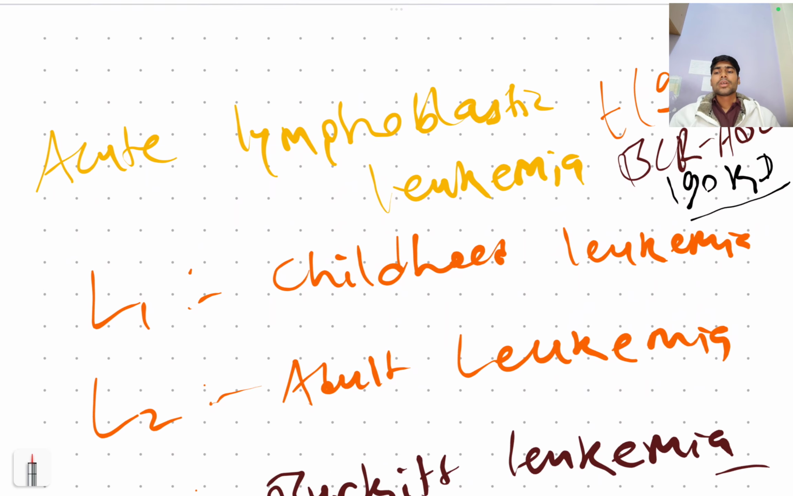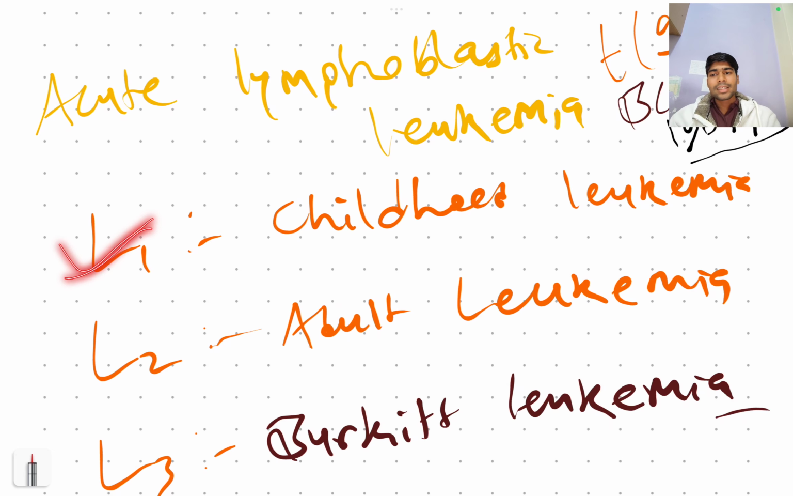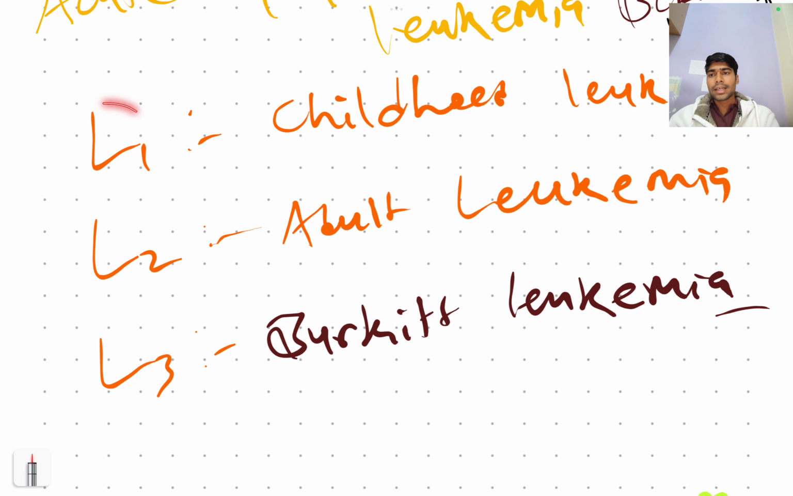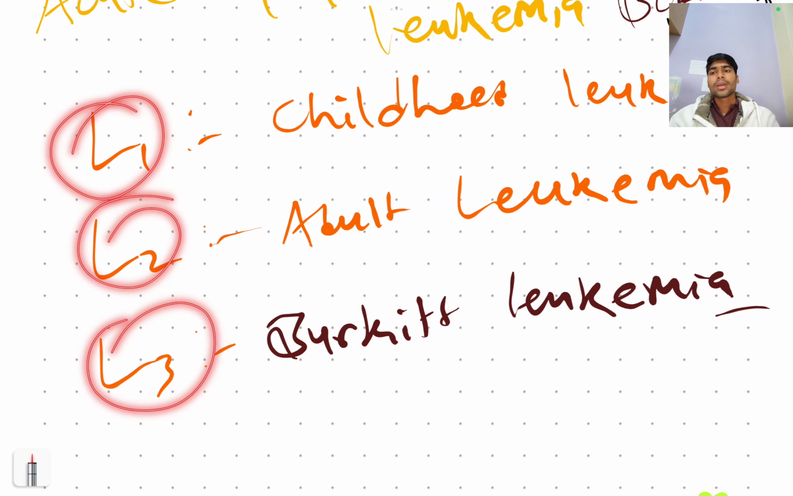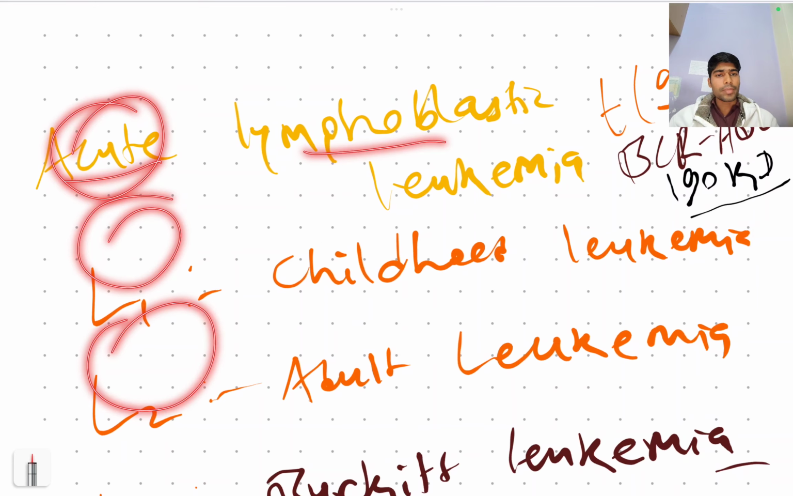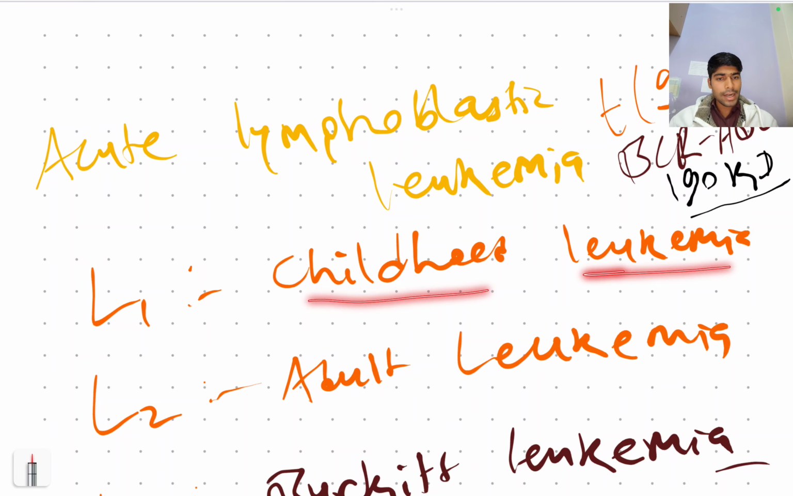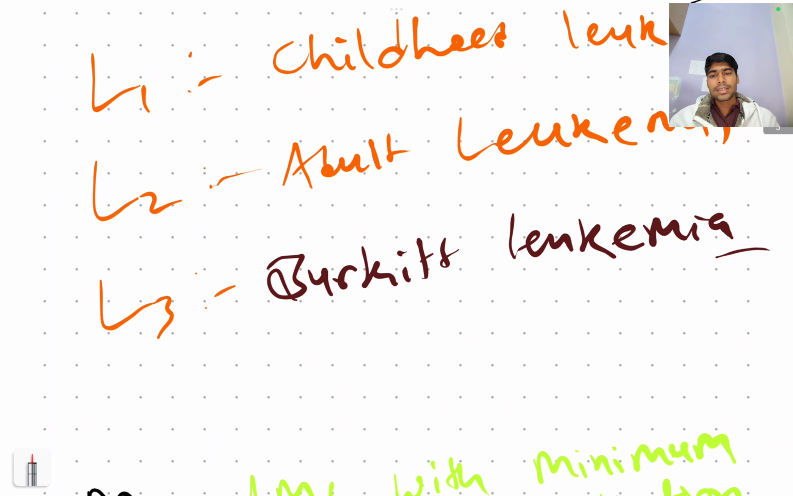Alright. So ALL is divided into three, and that is L1, L2, and L3. L1 is known as childhood leukemia. L2 is known as adult leukemia, and L3 is known as Burkitt's leukemia. Alright. So these are the three classifications.